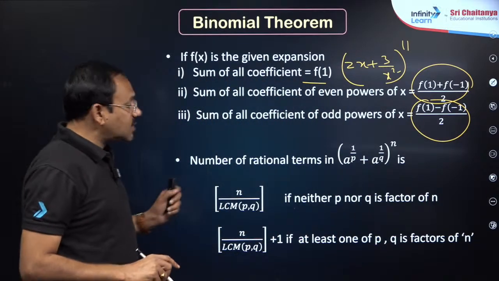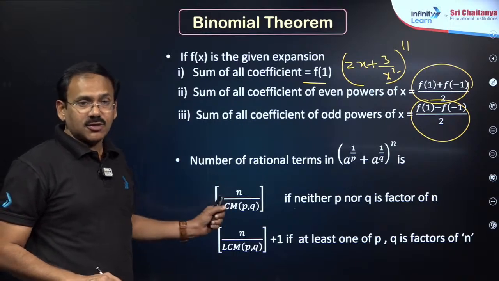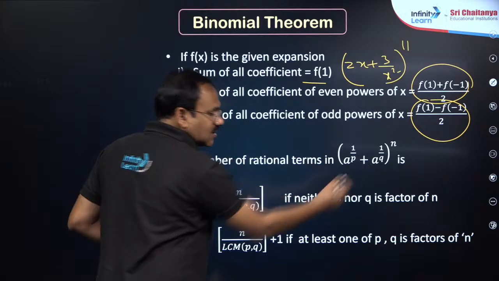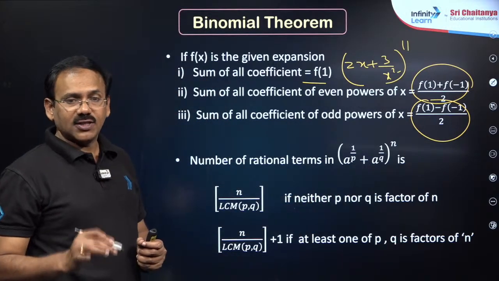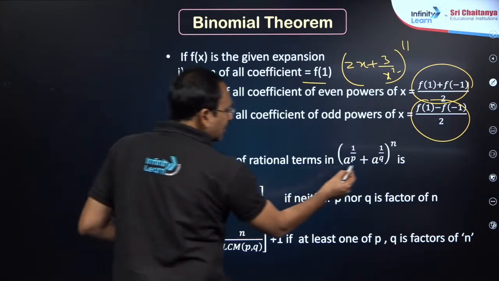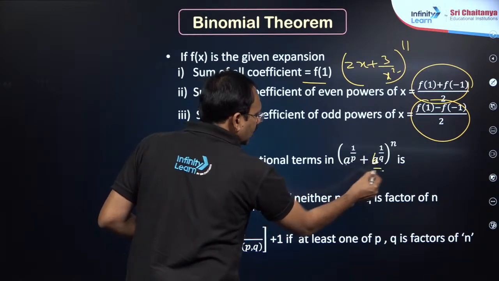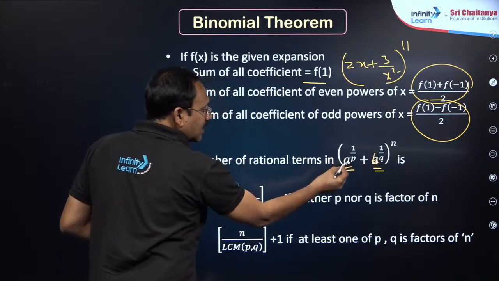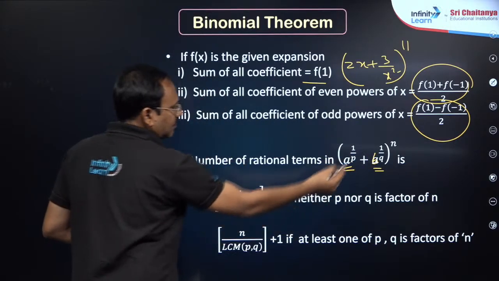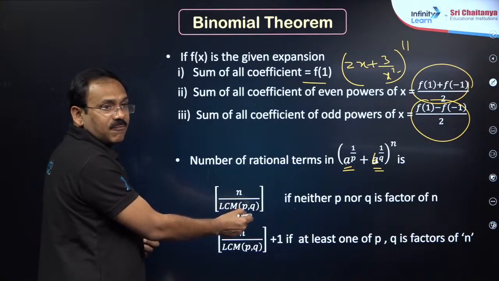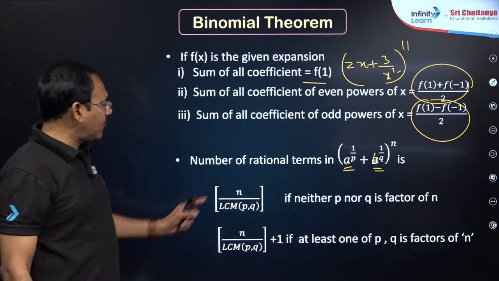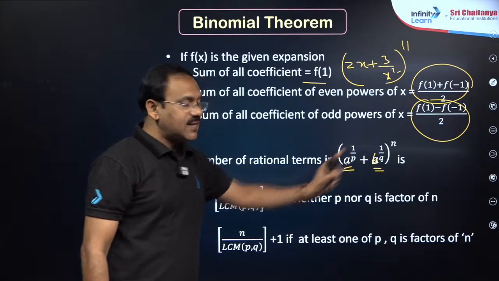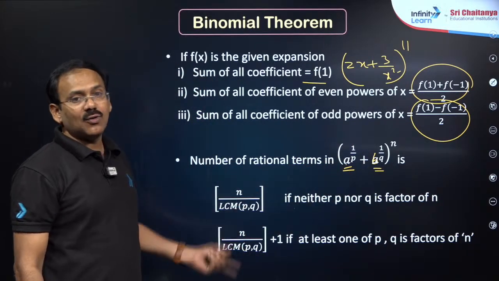Even after that, you see, number of rational terms. There are 5 questions in the latest PYQ related to number of rational terms. If the expansion is like this, so the shortcut is, my dear friends, for this: first observe whether a and b are prime or not. If not, you need to simplify. Then, dear students, you just take the LCM of p and q, n divided by LCM of p and q, then you write the floor of n by LCM of p and q. Now, if either p or q divides n, you have to write plus 1. If not, no need to write plus 1.